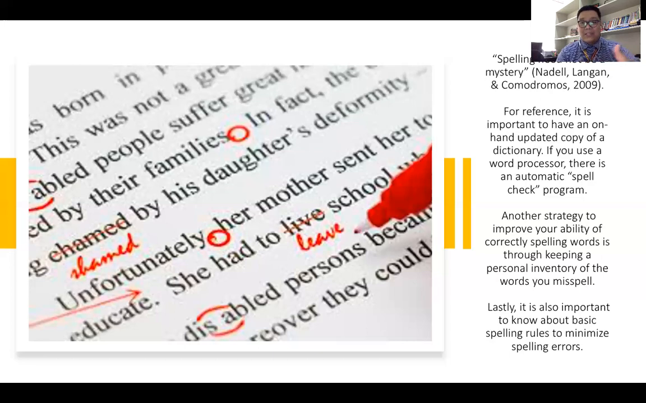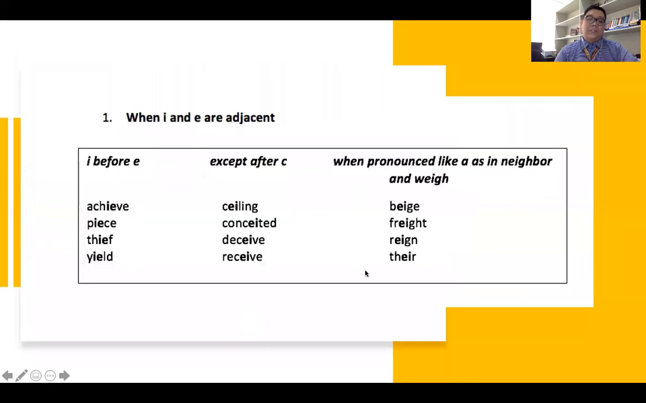Now, as professionals, or in your case, as future professionals, it is very important that you know how to correctly spell words in the English language because that is part of your vocabulary, and your vocabulary becomes so useful when you begin your journey in the professional world. So, let me discuss first some rules that we need to observe in terms of spelling.